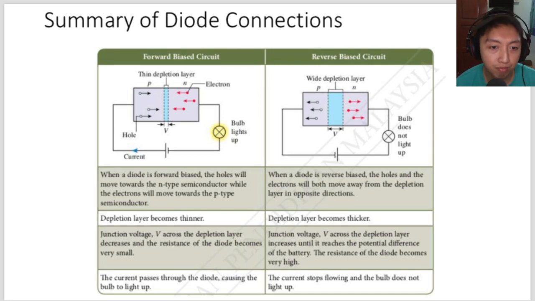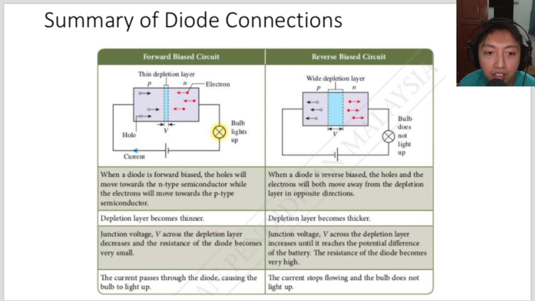Now, this kind of shows you what's happening in the textbook, but it doesn't tell you why this happens. So, forward bias circuit, let me just read what it says. In a forward bias circuit, the holes will move towards the N-type semiconductor while the electrons will move towards the P-type semiconductor. And so the depletion layer becomes thinner or basically disappears. The junction voltage, the voltage across the depletion layer, decreases and the resistance of the diode becomes very small. And so the current passes through the diode.